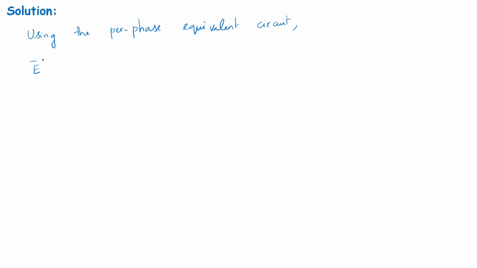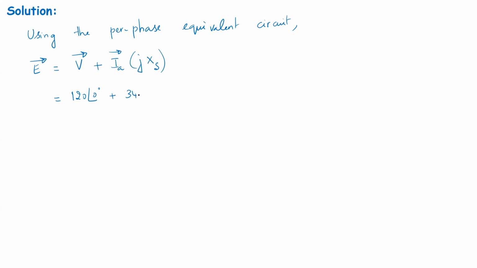I can write KVL for the loop, and I can say E vector is equal to V phasor plus IA phasor multiplied with the synchronous reactance expressed in complex form, which is J times XS. Substituting the values, V phasor, since it's assumed to be the reference phasor, will have 120 at an angle of 0 degrees. IA phasor is just what I calculated just now.